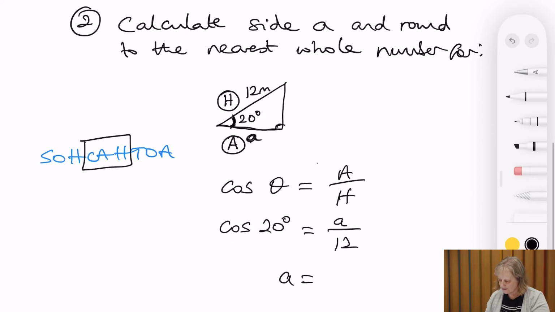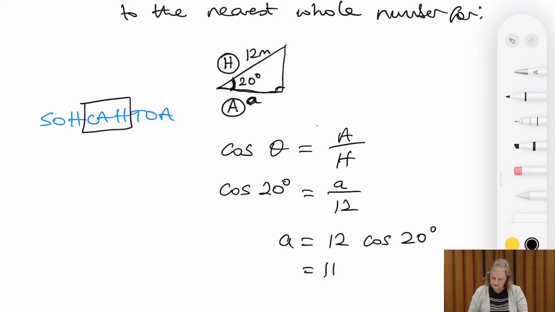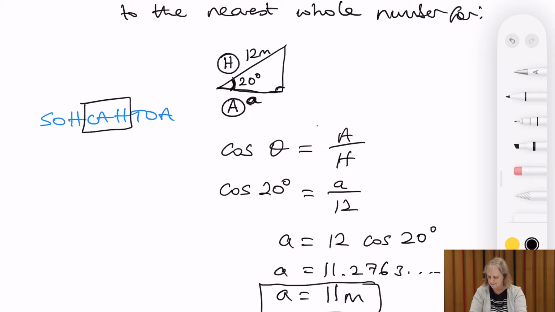And again, we can rearrange this so that we can isolate A, dividing by 12. So bring that over to multiply by 12. So we're working out this calculation. So use the cosine on your calculator. Cosine of 20 degrees gives me 0.9396. I'm going to multiply it by 12, and then it gives me this value on the calculator. Okay, and again, we're just going to round it to the nearest whole number, 11, and we have units of meters, so we can write our answer as 11 meters here. So now we've found one of the shorter sides as 11 meters.